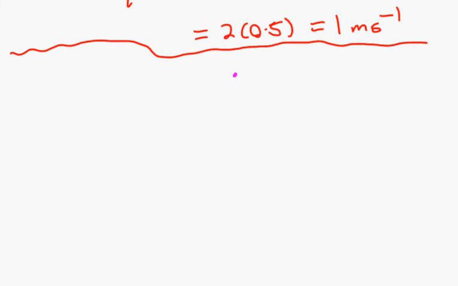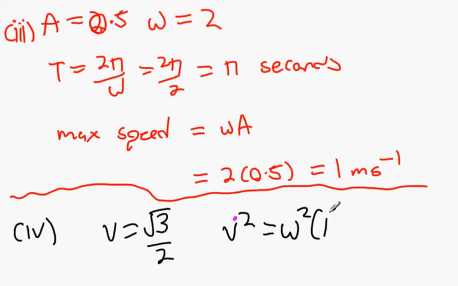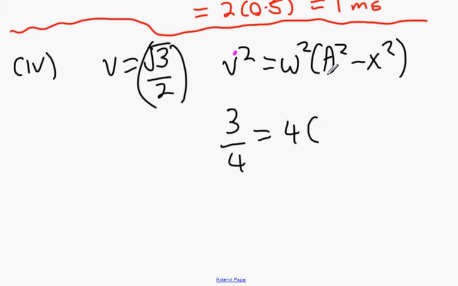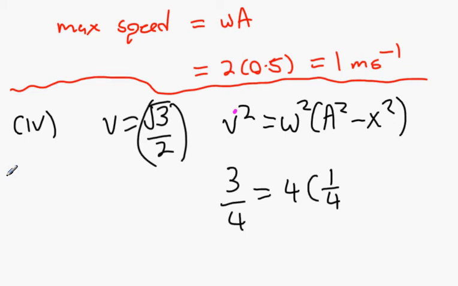So to find the variable x, we'll do the following. Okay, so part 4. v equals root 3 over 2. The formula is v squared equals omega squared times A squared minus x squared. Then we square both sides, numerator and denominator, and we're going to get 3 over 4. Omega was 2, omega squared therefore is 4. A was a half, A half squared is a quarter. Minus x squared. Multiply this out, and we're going to get 3/4 equals 1 minus 4x squared.